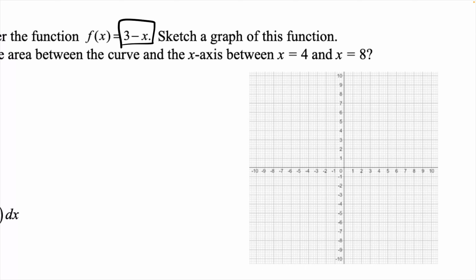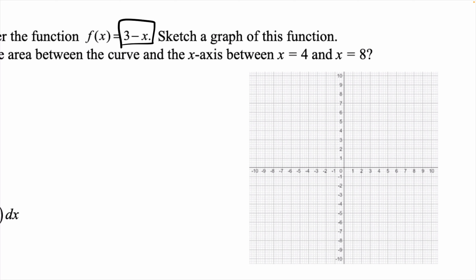Well, what is that going to look like when I graph it? It's going to be a line, right? How do we know it's going to be a line? Because x is to the first power. There's no x squareds or x cubes. It's x to the first power. That means it's going to be a straight line.